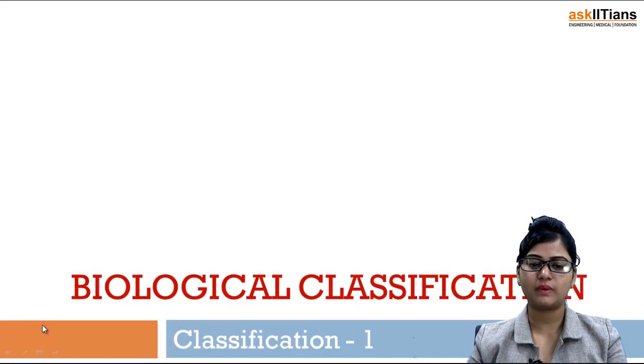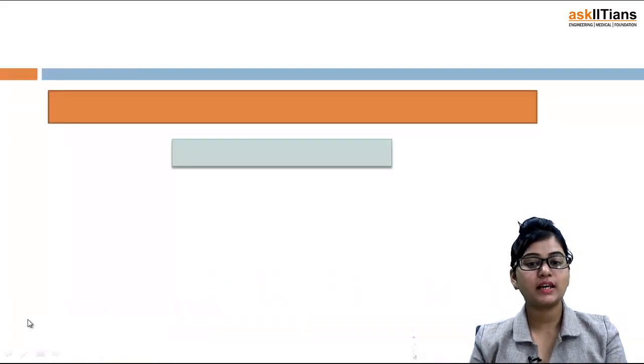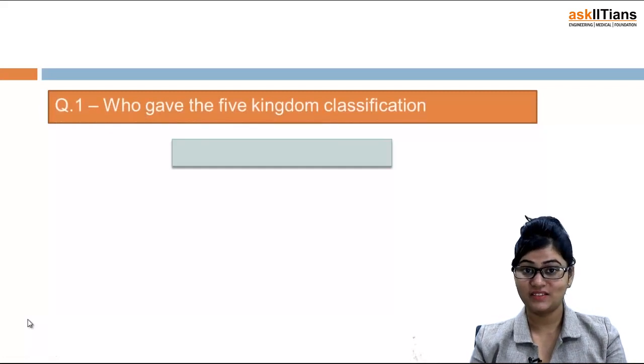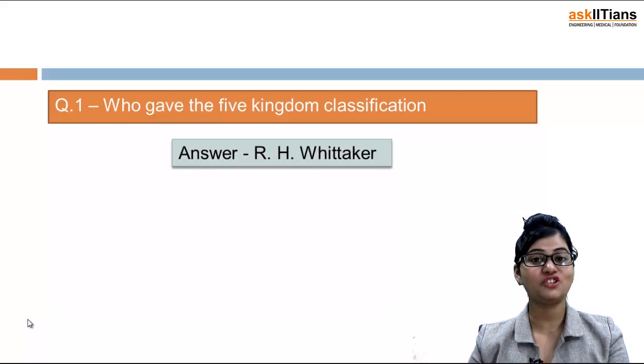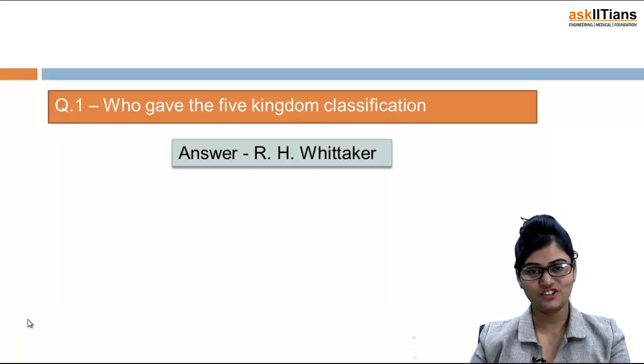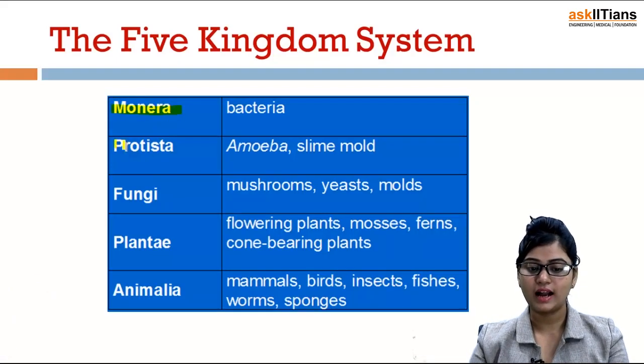So under the first part, I would like to ask you one question. My question is, who gave the 5 kingdom classification? Yes, in my previous lecture I told you that, and yes, you know it. This is R.H. Whittaker, the scientist R.H. Whittaker. Under 5 kingdom classification, we have Monera, Protista, Fungi, Plantae and Animalia.